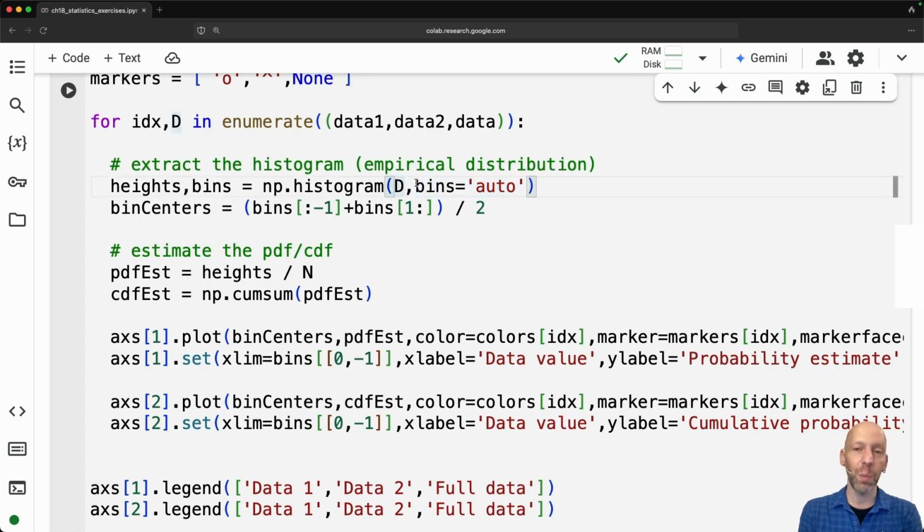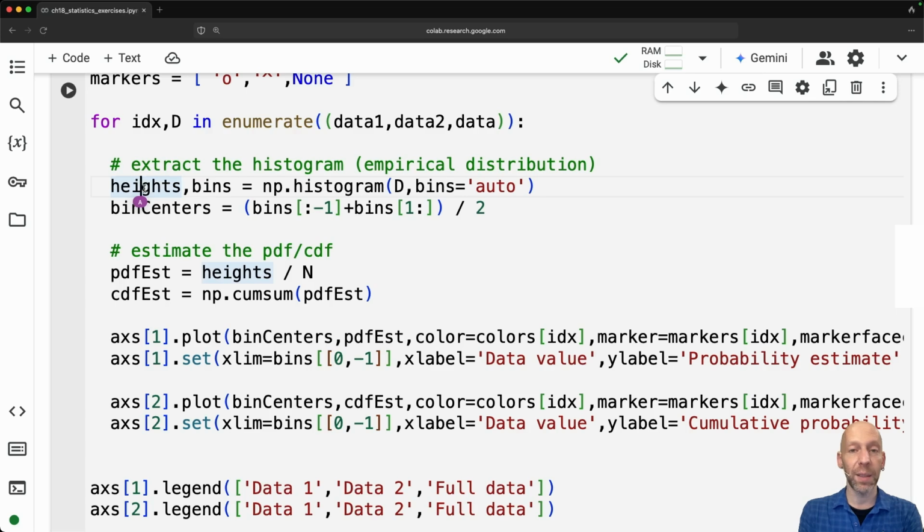But just to keep things simple, here I'm saying bins equals auto, which means that NumPy is going to calculate an appropriate number of bins. I think it's based on the Friedman-Diaconis rule. But anyway, here we get two outputs.